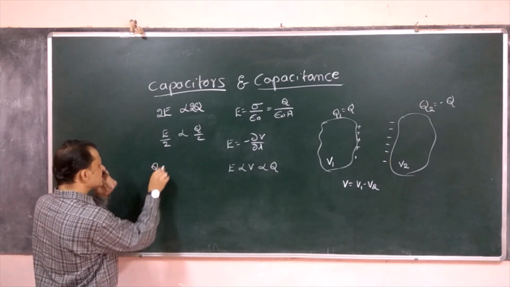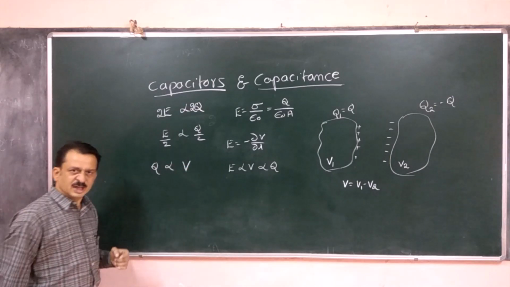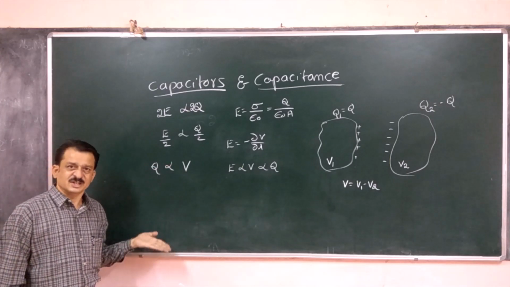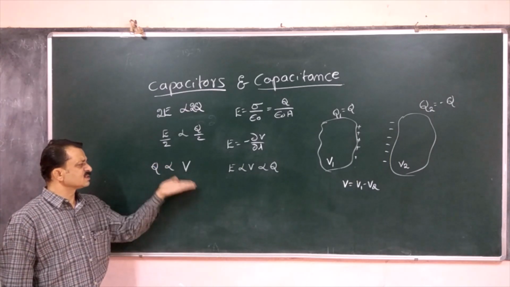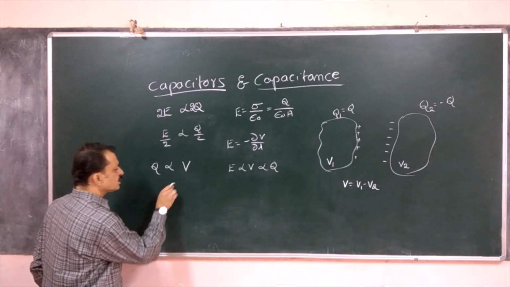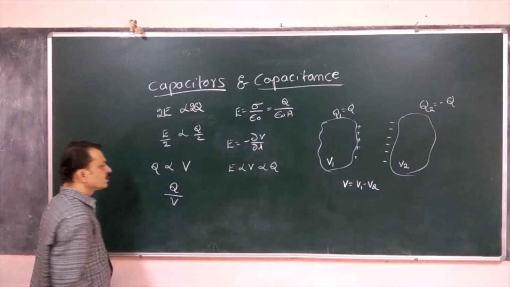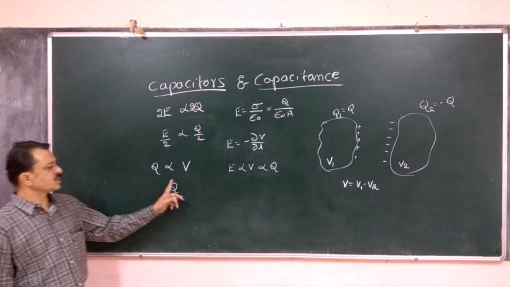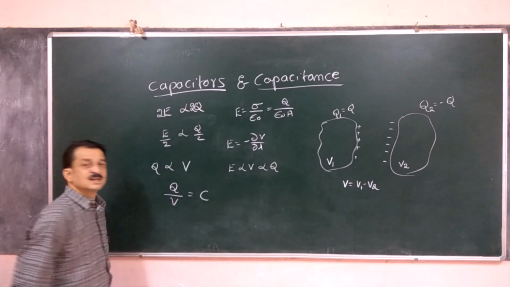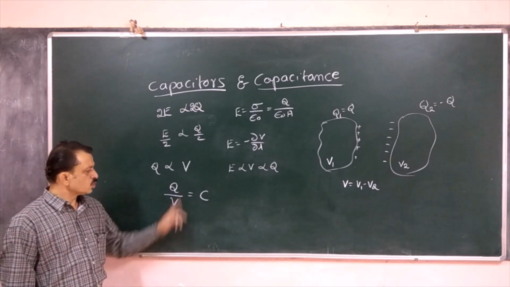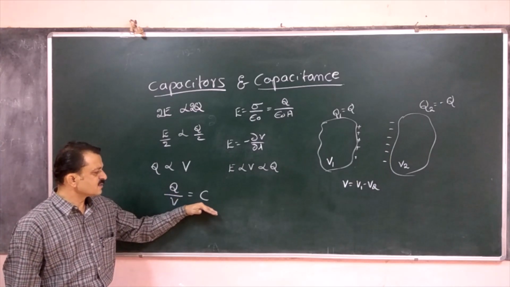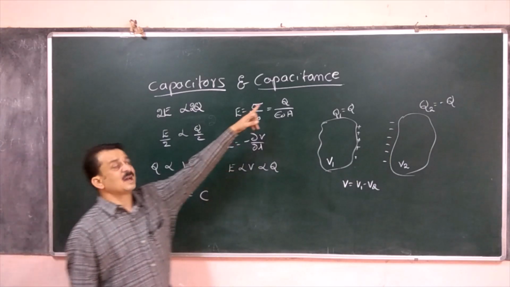So therefore the charge is directly proportional to the potential, and the ratio of these two is always a constant, because as the charge increases, potential also increases, and as charge decreases, potential also decreases. Therefore the ratio of charge by potential is a constant, and that constant we call capacitance. The ratio of charge to the potential is always a constant quantity, and that constant physical quantity we call capacitance.